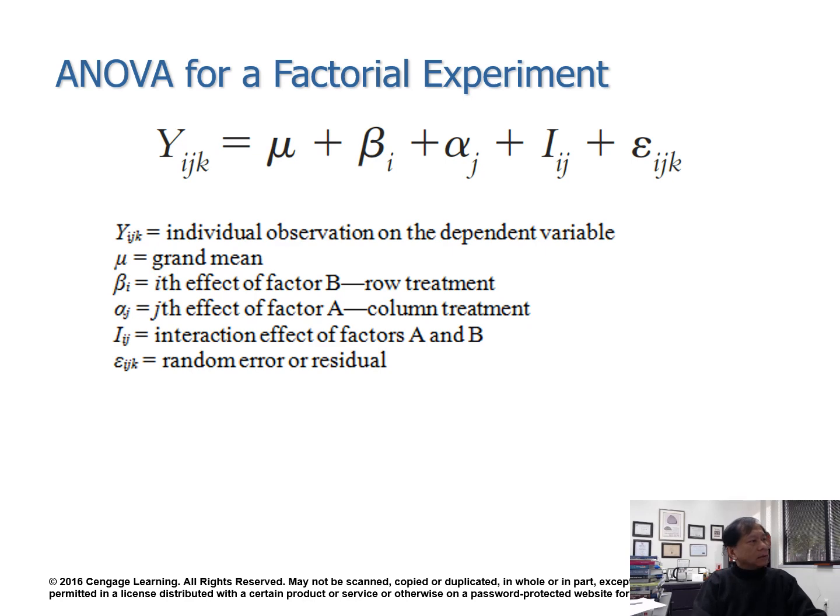Y is the individual observation on the dependent variable, mu is the grand mean, beta is the effect of factor B in the rows, alpha is the effect of factor A, the column treatment, I is the interaction of alpha and beta, and E is random error or residue.